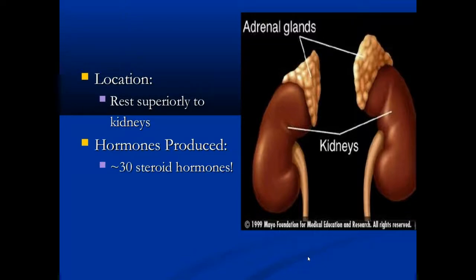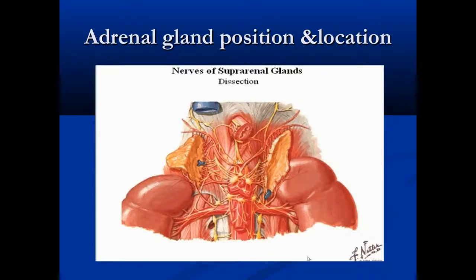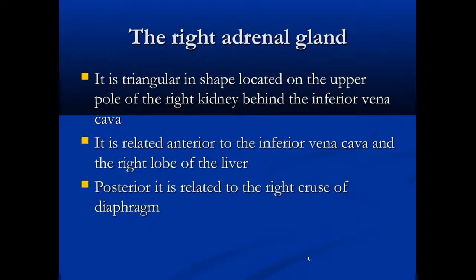Now we will see the location. They rest superiorly to the kidneys. The adrenal glands are located on the superior part of the kidney and they produce hormones. These are the steroid hormones. Now you can see the position of the adrenal gland in this picture. They are superiorly located on the kidney.